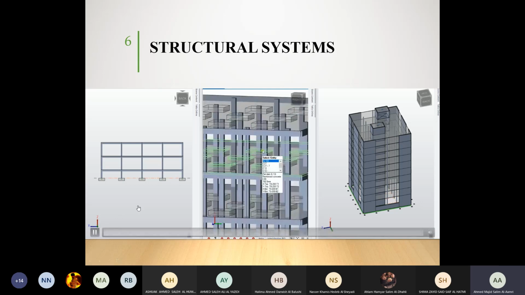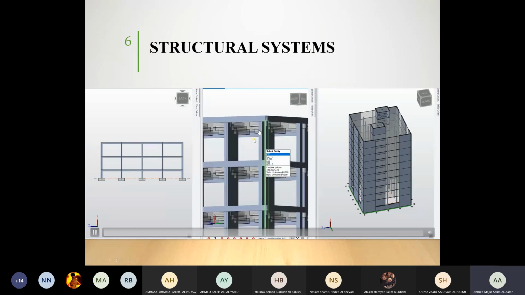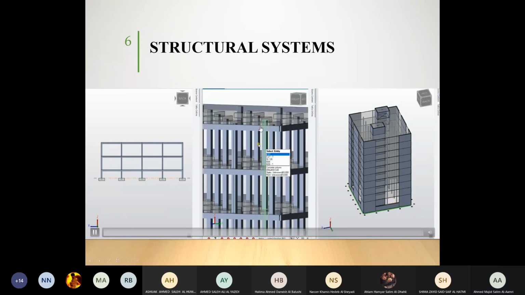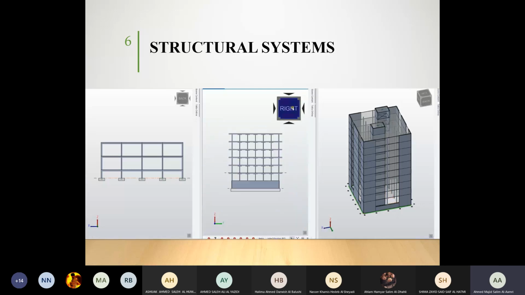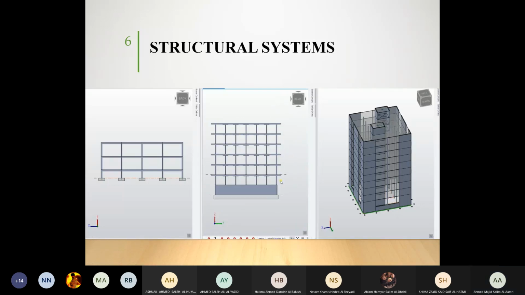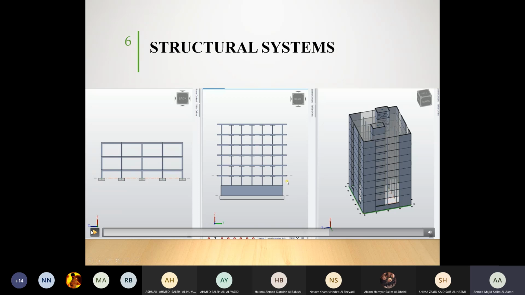Now if you concentrate, you will see that there is extra thickness on the position of the column. This is whatever we call a drop panel. And you can see that we have projection. There is a cantilever part here.